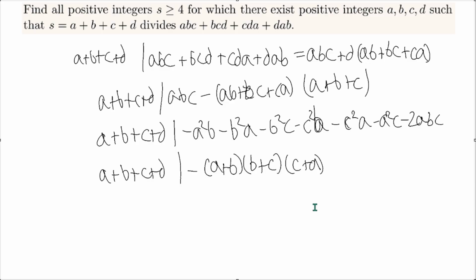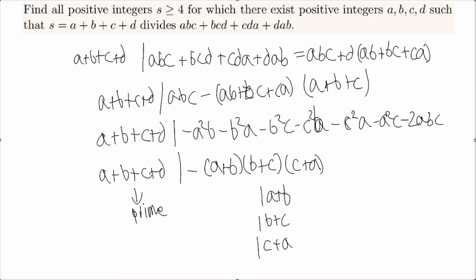So now what can we do? This on its own doesn't really seem to be much different from what we had before, because the right-hand side still has total degree 3. But let's try using primes to our advantage. Suppose that A plus B plus C plus D is prime. Then by the idea we said earlier, that means that this must divide one of the three factors. Either A plus B plus C plus D divides A plus B, it divides B plus C, or it divides C plus A.